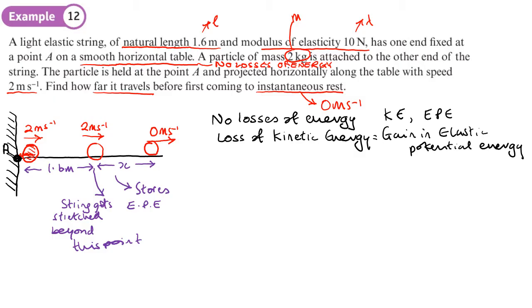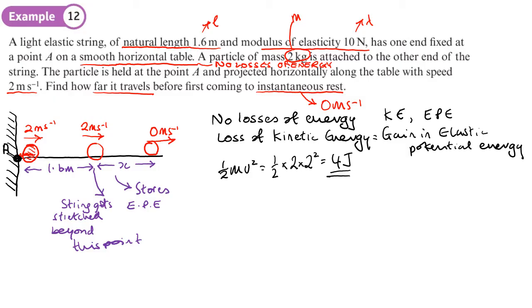So let's first of all work out what the loss of kinetic energy is. Now the speed goes from 2 to 0, so it's lost 2 meters squared of speed. So using half mv squared, I have half times the mass, which is 2, times 2 squared. So that gives me 4. So 4 joules of kinetic energy is lost.